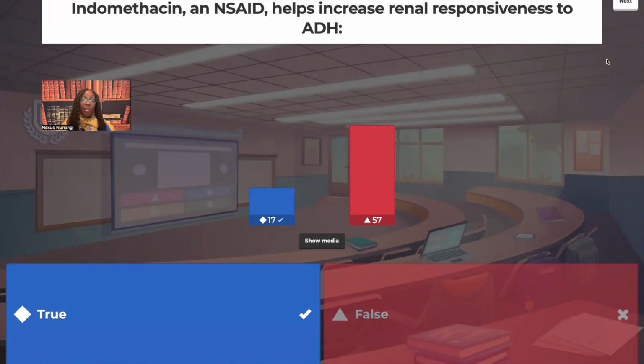So, guys, indomethacin, which is an NSAID, absolutely does increase the kidney's responsiveness to antidiuretic hormone. Remember, antidiuretic hormone makes you hold on to your fluids. So the kidneys recognize this drug and are more responsive. Instead of letting all the fluid go, the kidneys will do what? Reabsorb with an A. Remember, there has to be an A. It'll cause renal reabsorption in the tubules, okay?